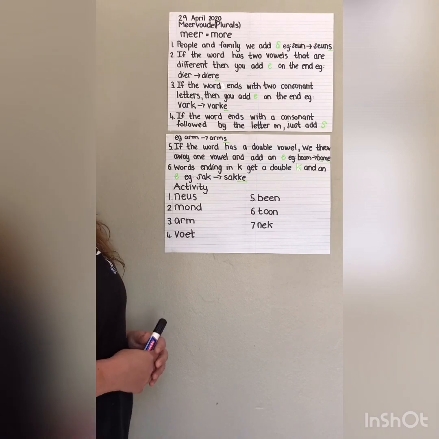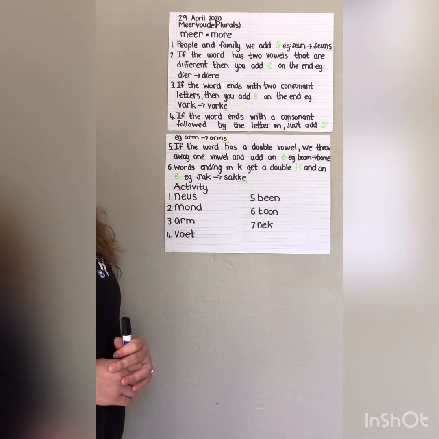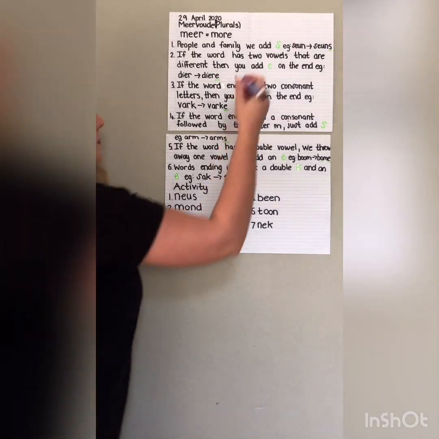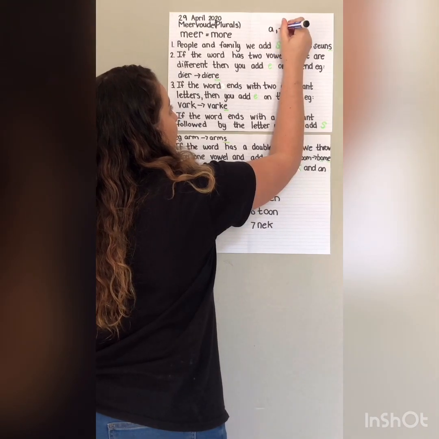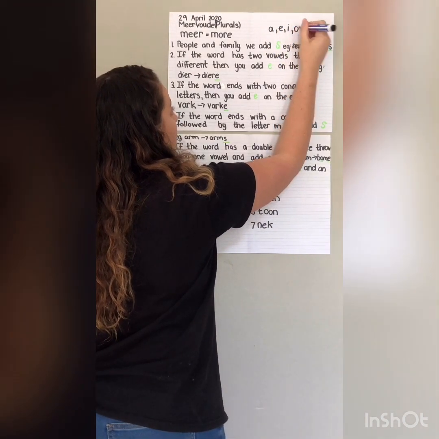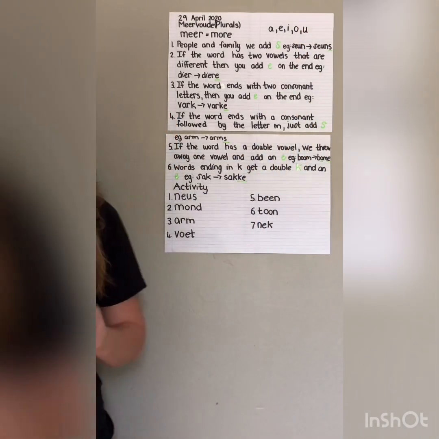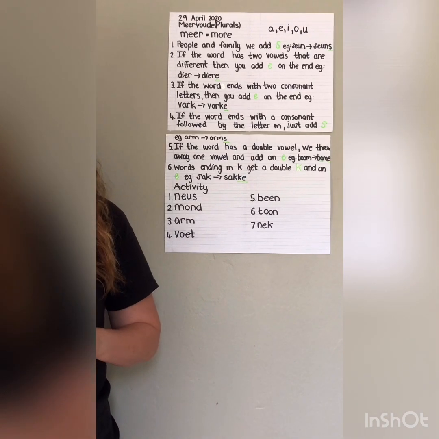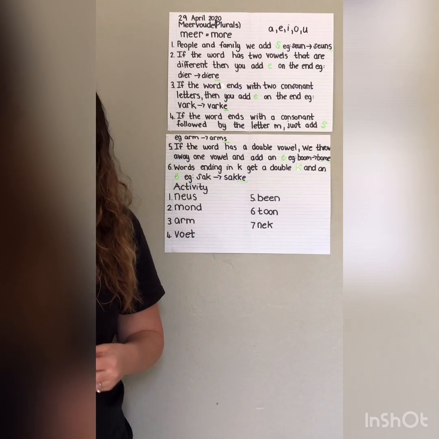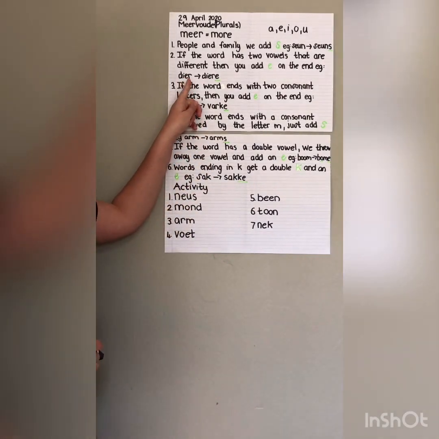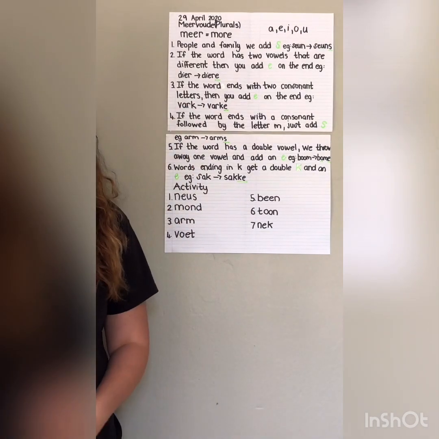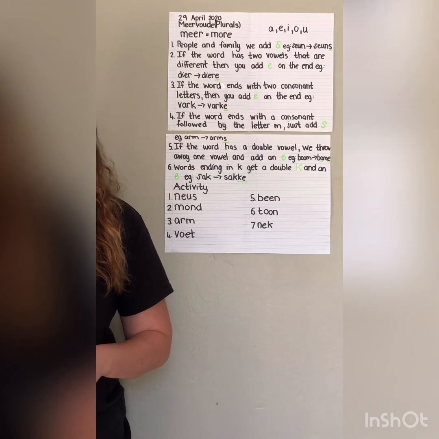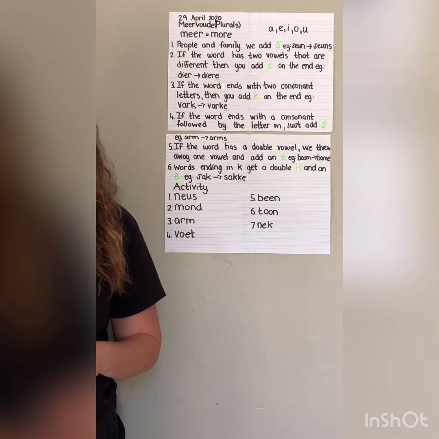The next one we're going to do is if the word has two vowels that are different, then you add an E on the end. So, if we've forgotten what vowels are, they are the letters A, E, I, O, and U. So if you're looking at a word that has two vowels that are different, and you want to make it a plural, you add on an E at the end, like the word deer. Deer is the word for animals. It has an I and an E. There are two vowels, but they are different, so we can add an E on the end to make it diere, meaning animals.